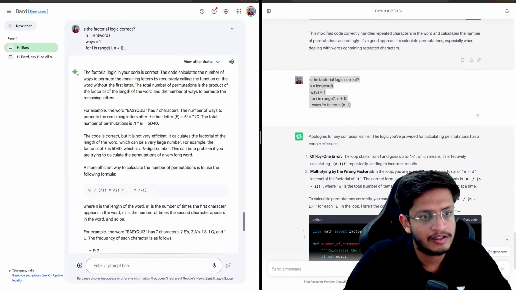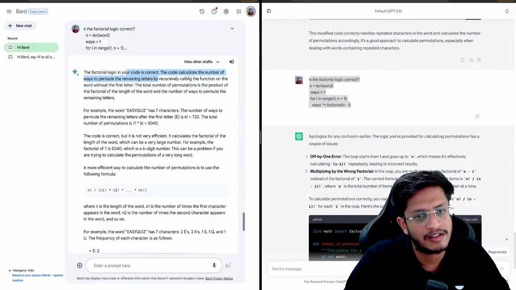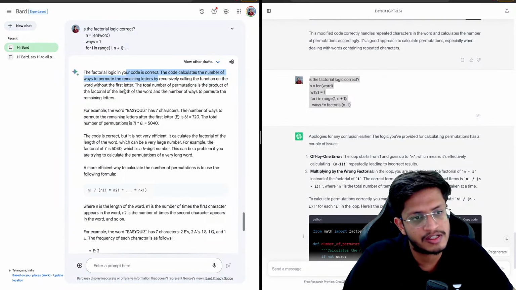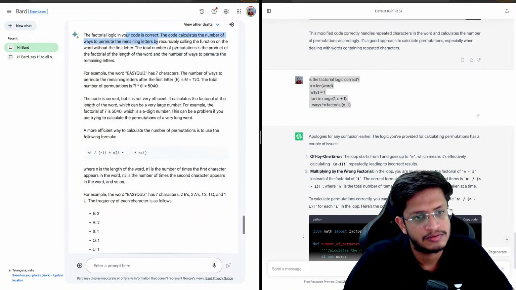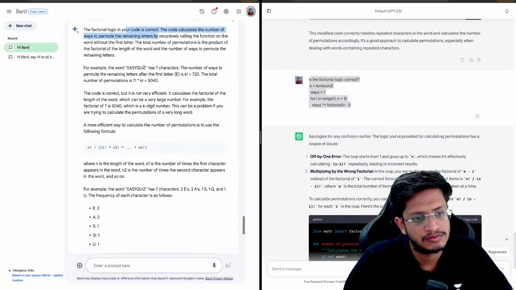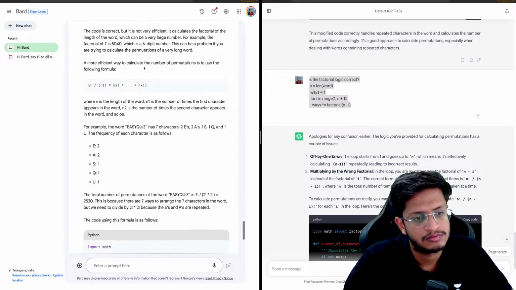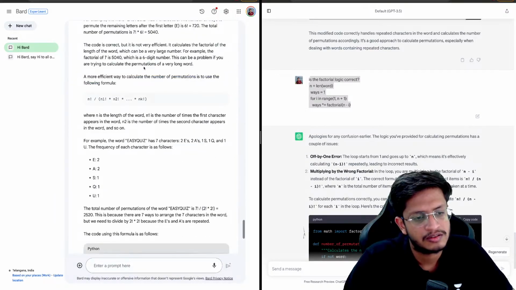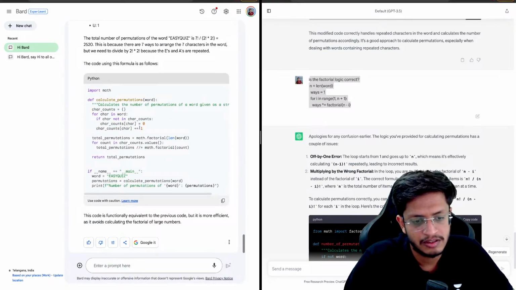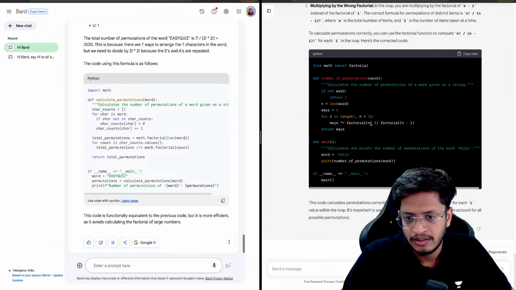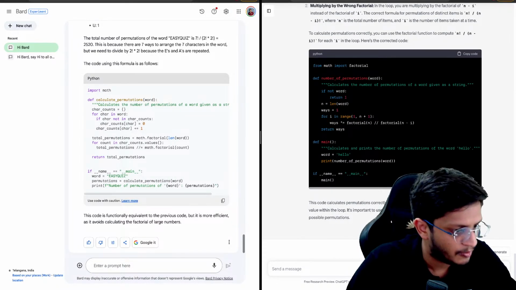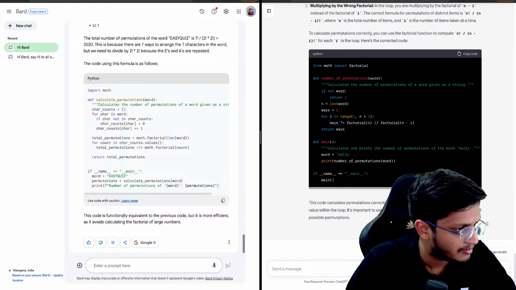The factorial logic in your code is correct. The code calculates the number of ways to permute the remaining letters by recursively calling the function on the word without the first letter. Okay. So it is still defending the code. Cool, it's okay, I guess. Let us take another problem. This was way off in factorials. So let's see.